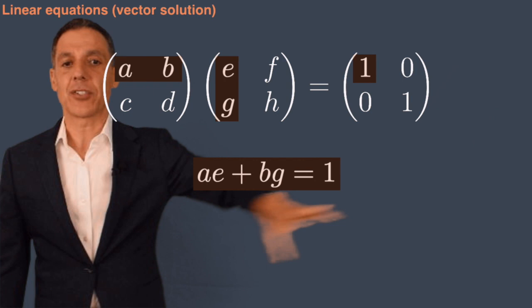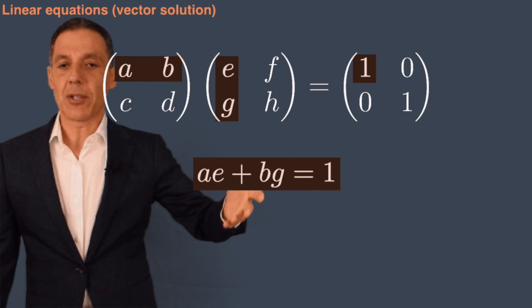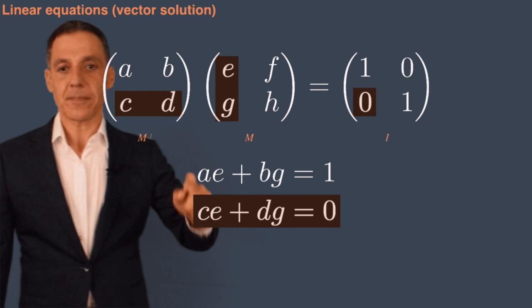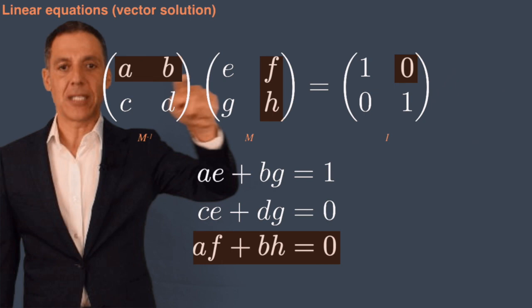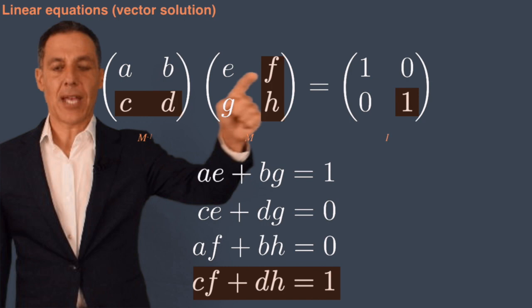So let's just walk through the matrix multiplication and see what we have. So AE plus BG should be equal to 1. C times E plus D times G should be equal to 0. So go down the row with the first column. Now go back up to the first row, next column. A times F plus B times H should be equal to 0. And last one, C times F plus D times H should be equal to 1.